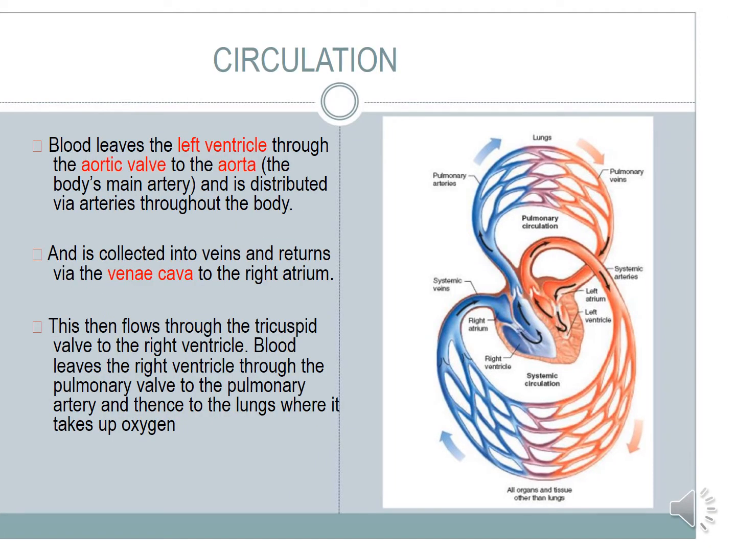Blood leaves the left ventricle through the aortic valve to the aorta and is distributed via the arteries throughout the body, and is collected into the veins and returns via the vena cava to the right atrium. This then flows through the tricuspid valve to the right ventricle. Blood leaves the right ventricle through the pulmonary valve to the pulmonary artery, and hence to the lungs, where it picks up the oxygen.